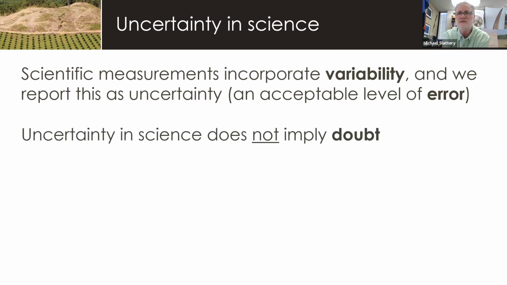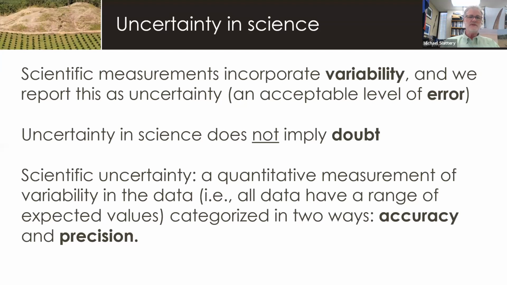Please don't mistake uncertainty as implying doubt. As we go through this course, if I say we're just not certain, it may imply doubt, like, well, I don't know. But uncertainty has a very specific meaning in the sciences and the environmental sciences. How we deal with that is statistical levels of confidence. It's a quantitative measurement of variability.